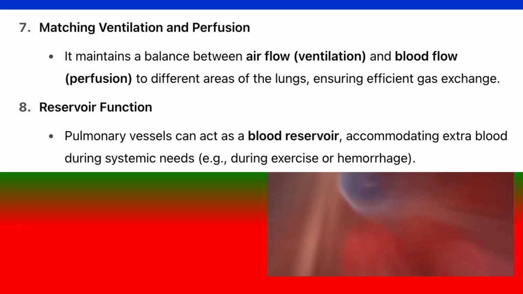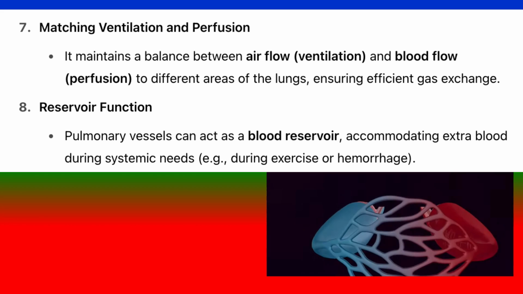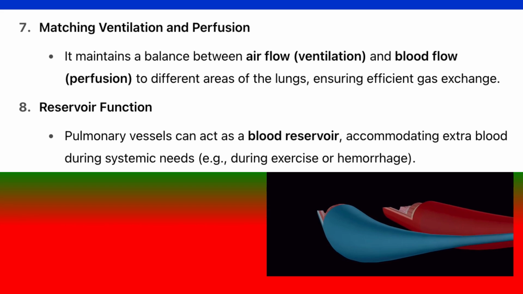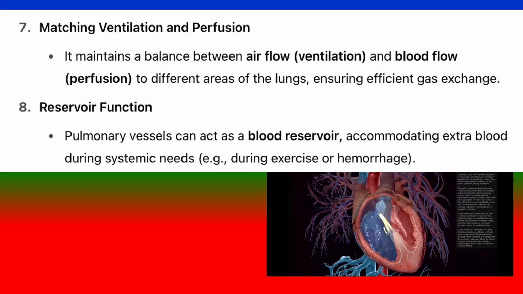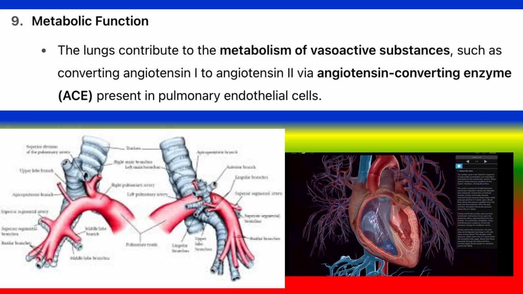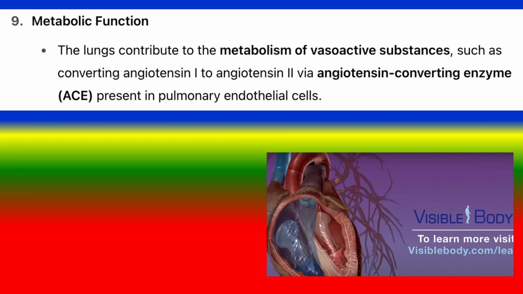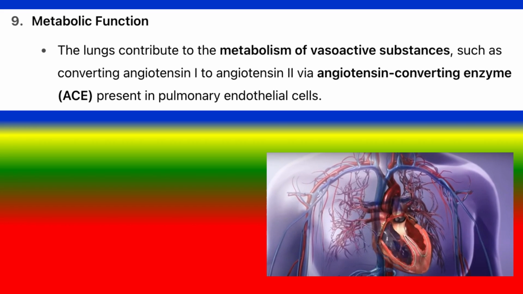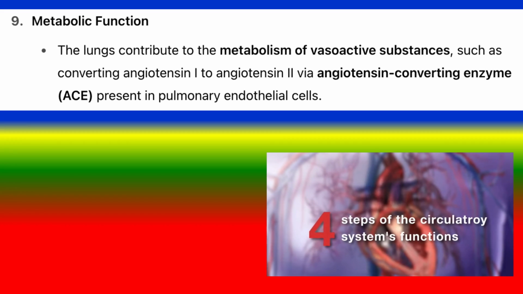8. Reservoir function. Pulmonary vessels can act as a blood reservoir, accommodating extra blood during systemic needs, e.g. during exercise or hemorrhage. 9. Metabolic function. The lungs contribute to the metabolism of vasoactive substances, such as converting angiotensin 1 to angiotensin 2 via angiotensin-converting enzyme, ACE, present in pulmonary endothelial cells.